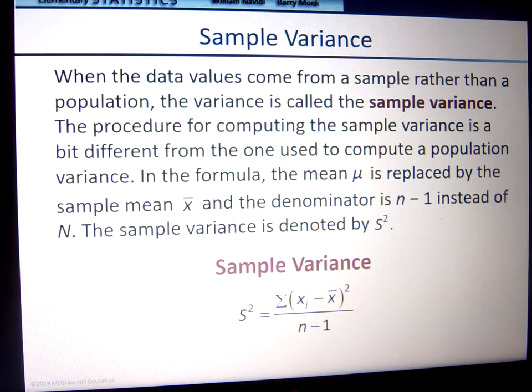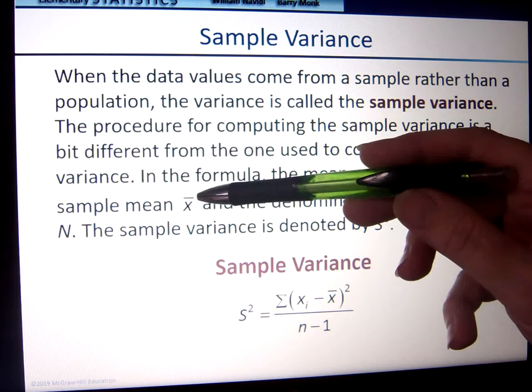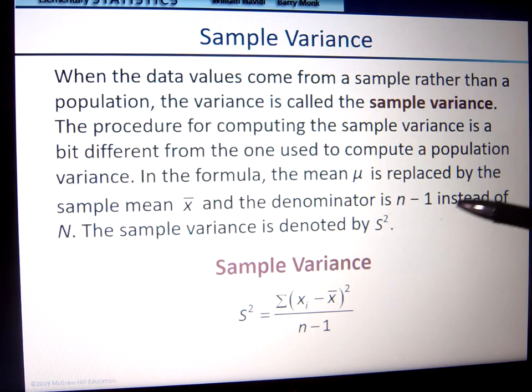Alright, when the data values come from a sample rather than a population, the variance is called the sample variance. But the procedure for computing the sample variance is just a little bit different from the one we use for the population variance. In the formula, the mean mu is replaced by the sample mean. That's not a problem, right? We know that when we talk about a sample, we're going to use x bar. But the denominator here is n minus 1.